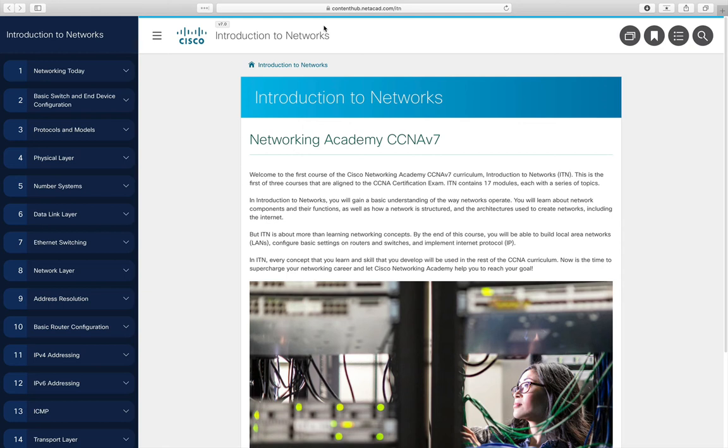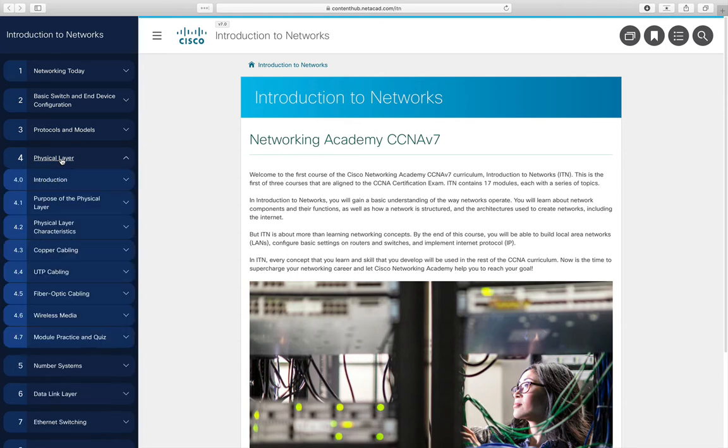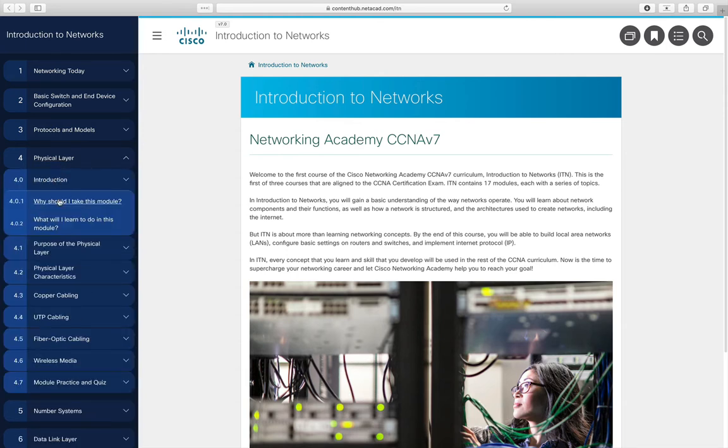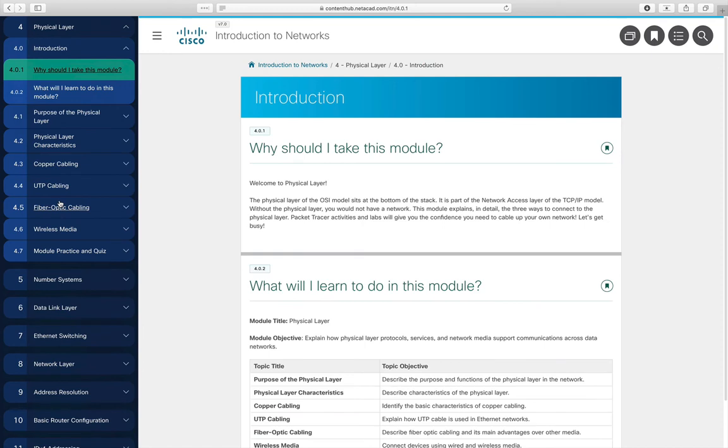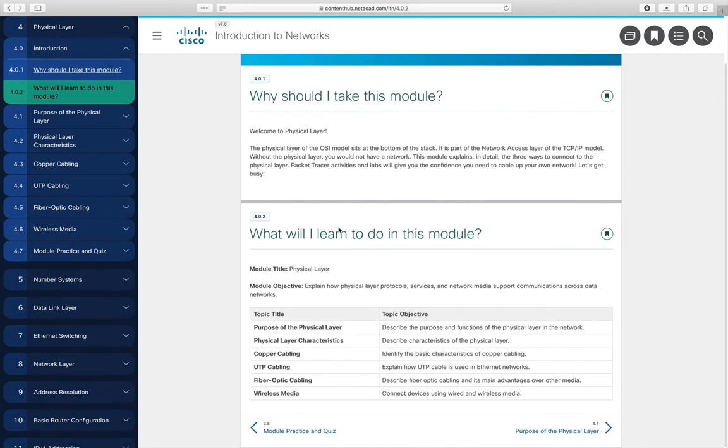Okay, this is the lecture over Module 4 of your curriculum entitled The Physical Layer. If we go through and look at this, the first section is always, why should I take this module? Basically, what we're going to learn about in Module 4 is the bottom layer of the TCP/IP stack, which is referred to as the physical layer. Some of the things we're going to learn about are listed here in 4.0.2.